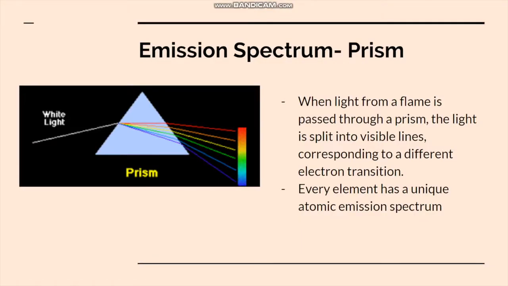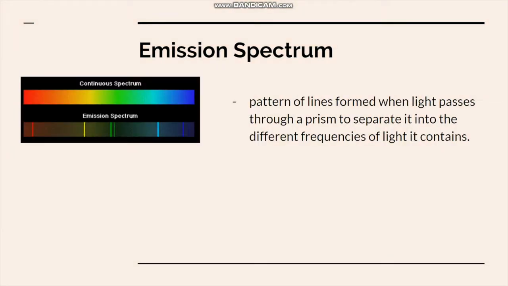Last thing we are going to talk about is emission spectrum. An atomic emission spectrum is the pattern of lines formed when light passes through a prism to separate it into different frequencies of light it contains. The image below shows the atomic emission spectrum of hydrogen. When the corresponding light is passed through a prism or spectrograph, it is separated spatially according to wavelength, as illustrated in the image. Remember, every element has its unique atomic emission spectrum.